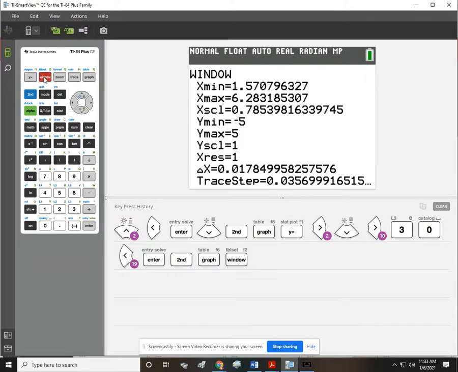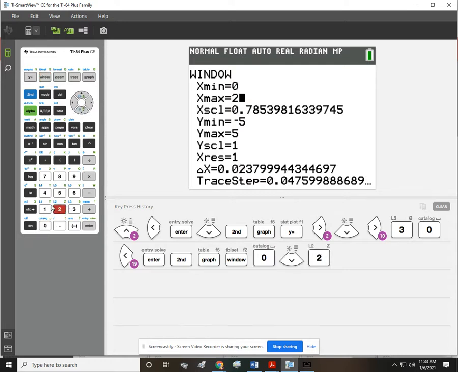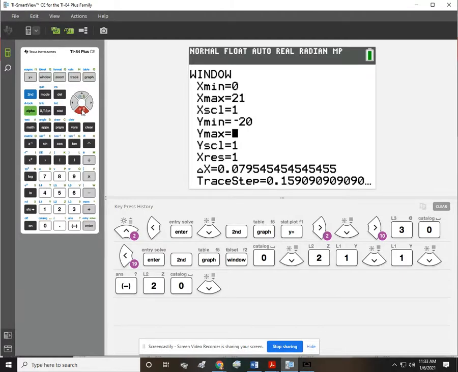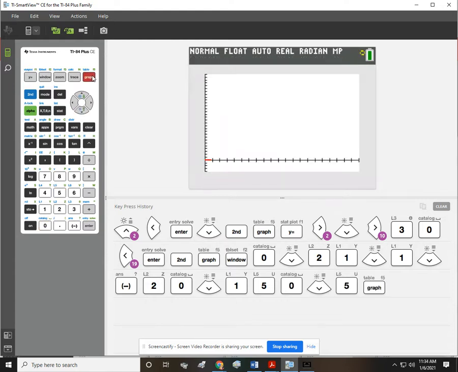So I can tell by looking at my table that my second derivative is negative sometimes, and the lowest it gets is, we'll say, about negative 20-ish. Oh, wait, hold on. We're going from 0 to 21 on the x. And then on the y, we'll go from negative 20 to, the first derivative looks like it gets to about 150. Now let's just go by 5, see what this looks like.